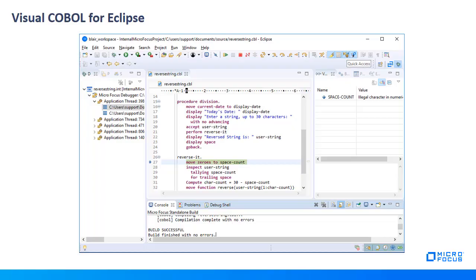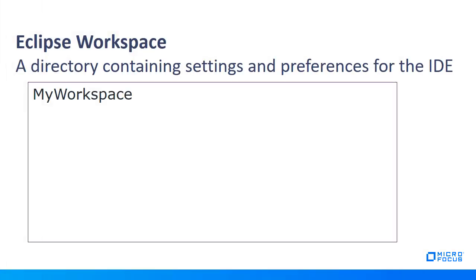Next, let's take a look at the hierarchy used in Visual COBOL for Eclipse to organize your work products. In Eclipse, the highest unit of organization is a workspace. A workspace is a directory, typically on the developer's workstation or available network resource, and contains settings and configuration options related to your development experience. You can have multiple workspaces defined for use in Eclipse, but only one workspace can be open at a time.